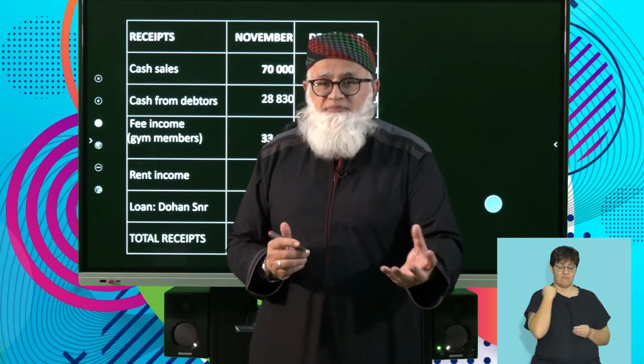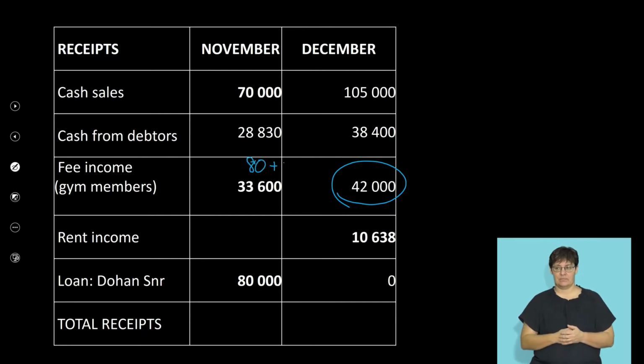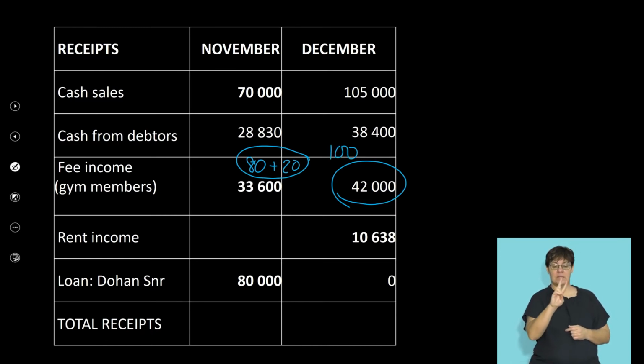So we were 80 members, right? Let's just write this down so you can see it. We had 80 members, plus we were supposed to increase by 20. So in total, we now should have 100 new members, and each one is paying 420 Rand, therefore the 42,000. Okay.